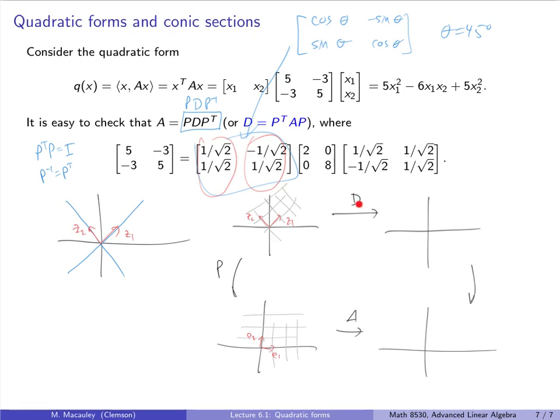Now when you apply D, it's easy to see D stretches Z1 by 2 and stretches Z2 by 8. So it sends Z1 to stretch that by 2. I should say that the same grid is there, but the grid is a coordinate system, and it stretches out this direction by 2 and this direction by 8. And then, of course, P sends this back down to here. Okay, so I'm going to continue with this diagram later when we analyze this quadratic form.